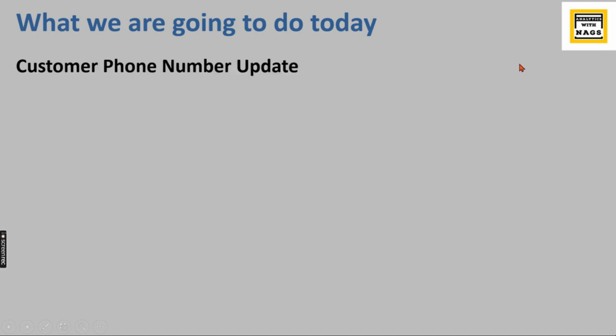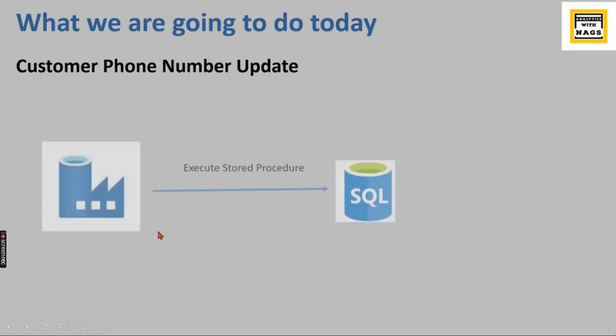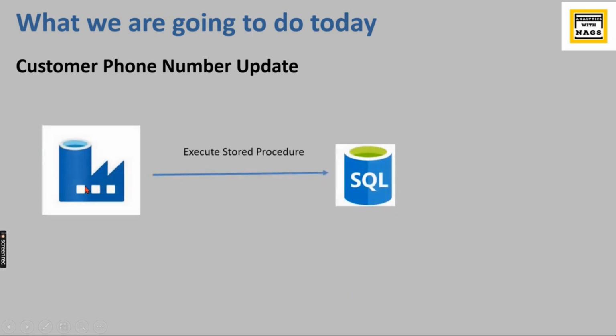So what we are going to do is, we have a customer table information, where the phone number is to be updated from a data factory. That's what we are going to see. For that, we have Azure Data Factory, and our procedure resides in SQL Server, and this data factory creates one pipeline that will call the stored procedure to update this customer phone number. That is what we are going to see.